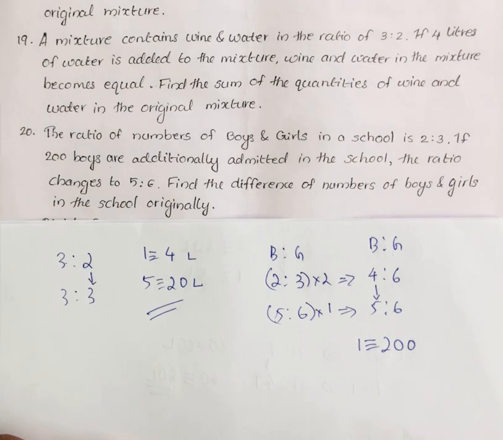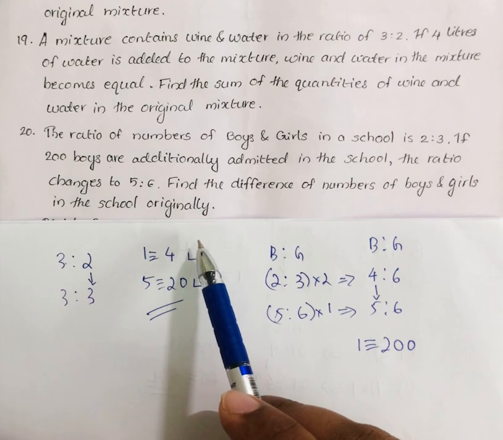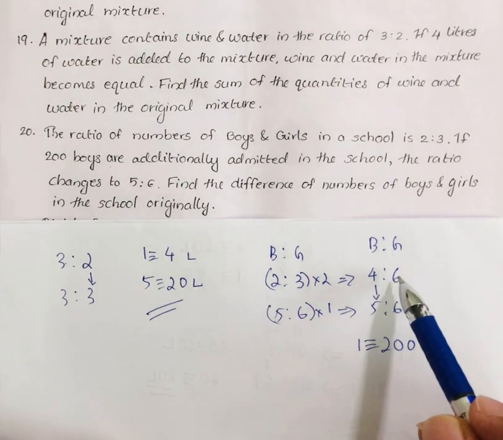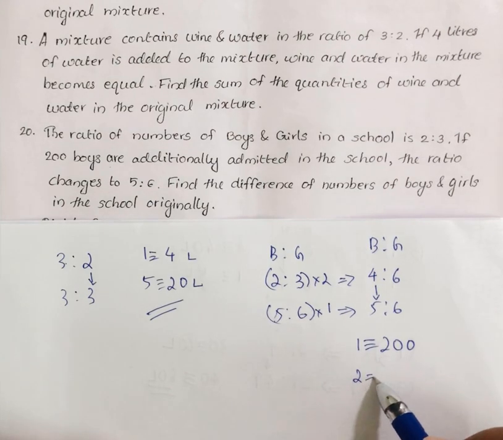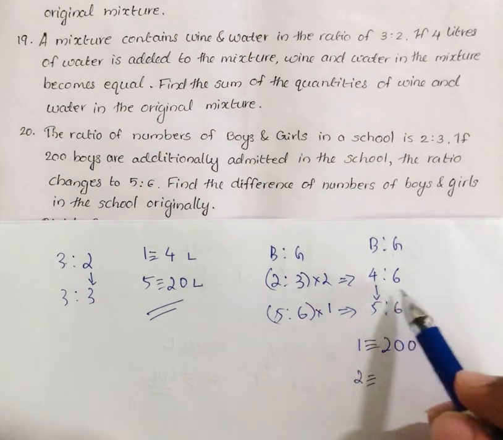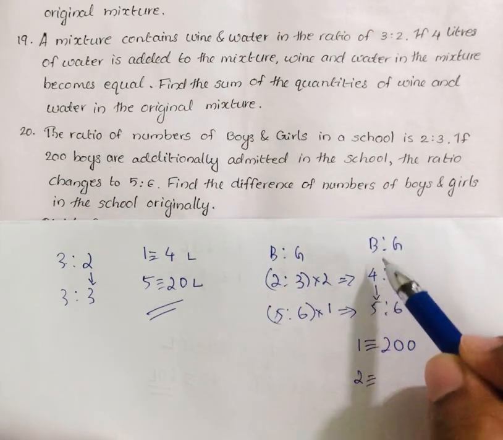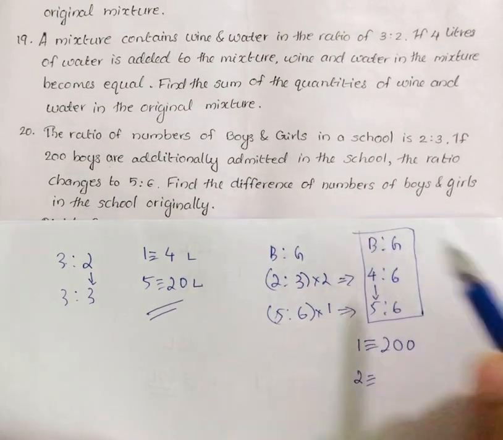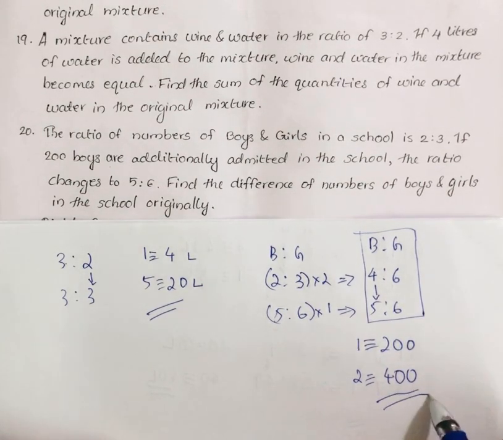And what do you need to find out? You need to find the difference of number of boys and girls in the school originally. So it is 6 minus 4. So totally 2 parts. And when you come to this, don't go back to the initial or first ratio. Once you change it, this is your original ratio. So 2 part, answer will be 400.